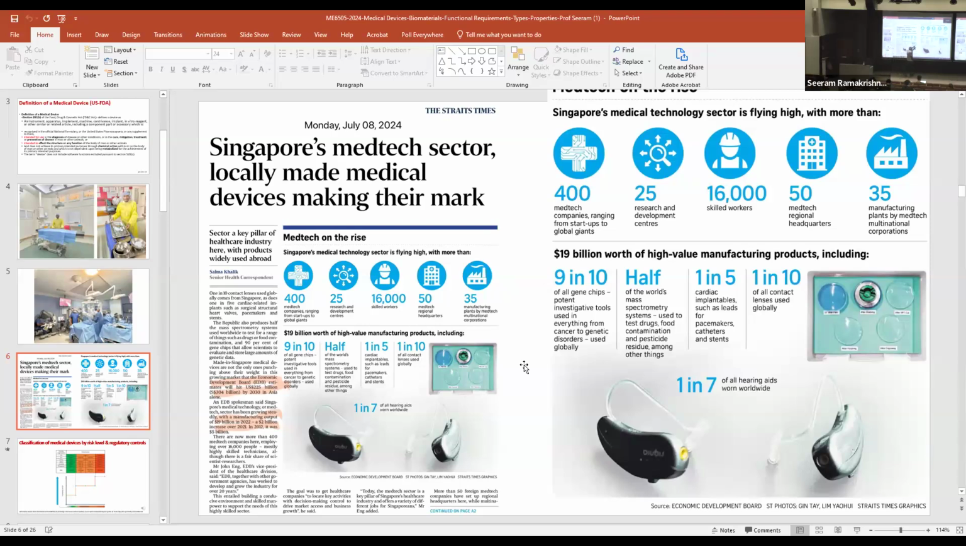And then, of course, according to the Economic Development Board, 9 in 10 gene chips for bioassays are made in Singapore. Half of the world's mass spectroscopy systems, 1 in 5 cardiovascular related devices, 1 in 10 contact lenses, and 1 in 7 hearing aids are made in Singapore for global consumption. You know, the world is 8 billion people, so it's not a small number. And that population is increasing. Almost every human being is accessing healthcare.